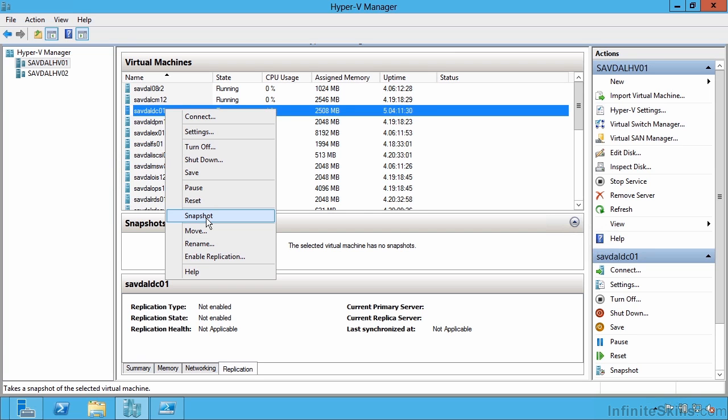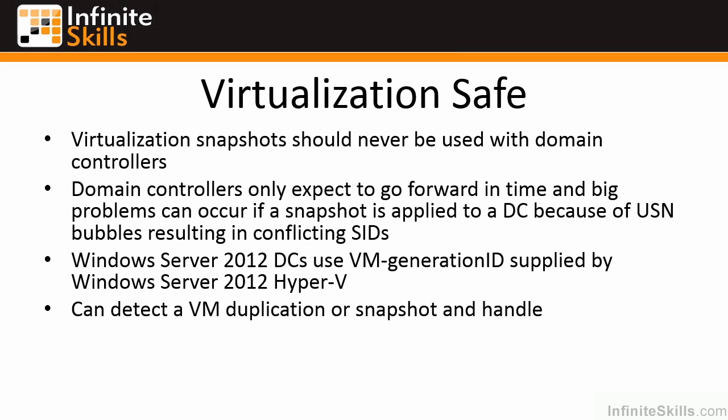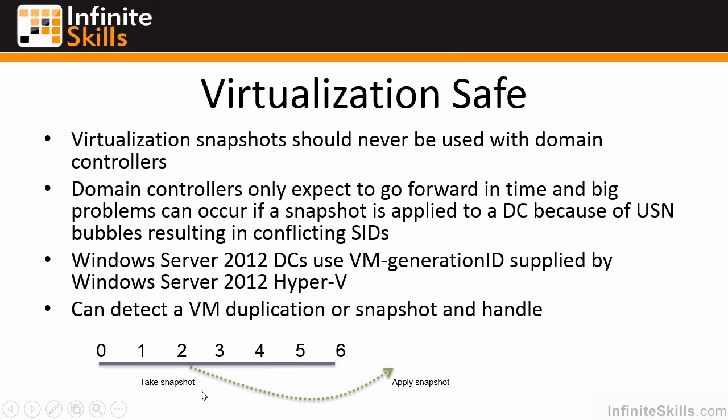The challenge is any kind of directory service only ever expects time to go forwards. It doesn't expect you to suddenly roll it back 5 minutes, 10 minutes, a day, which is exactly what happens if you apply a snapshot to a domain controller. So imagine this scenario. I've made some changes, so I'm using my relative IDs 0, 1 and 2, and then someone takes a snapshot. And it then carries on working, uses 3, 4, 5, 6.